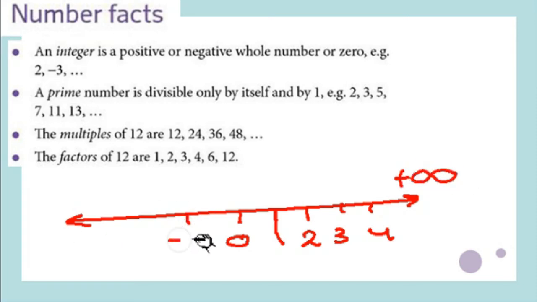And this is -1, and this is -2, and this goes to endless negative numbers, negative infinity. So we call these numbers integers. We have positive integers and we have negative integers. Be careful, 0 is not positive and not negative. So the positive numbers are 1, 2, 3, 4, and on to endless. Negative numbers are -1, -2, -3, and so on.